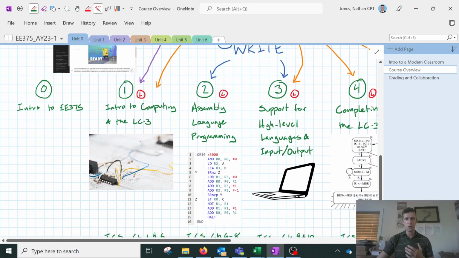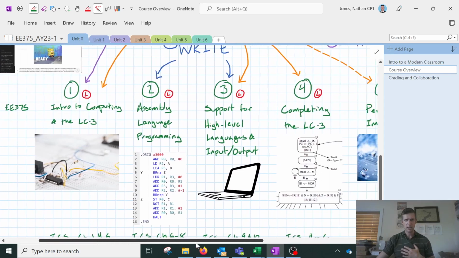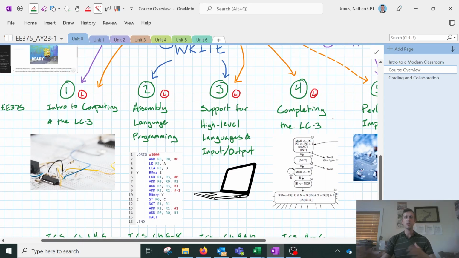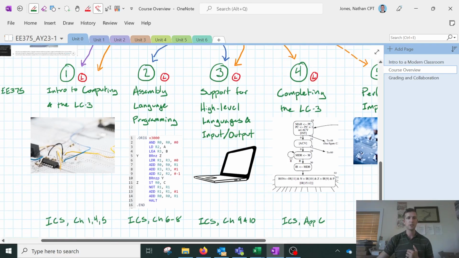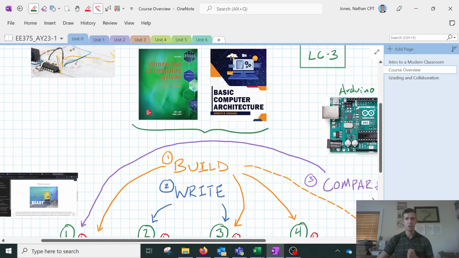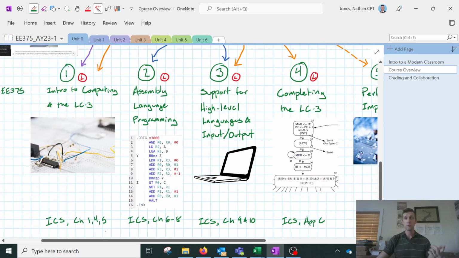You could say that it's units 1 through 4 that we spend building the computer, the LC3. In Unit 1, we're going to introduce the basic concepts of computing and start to layer on to what we know from EE360. Ultimately, we're going to build up to our first basic working implementation of the LC3. This is discussed in Introduction to Computing Systems, chapters 1, 4, and 5.